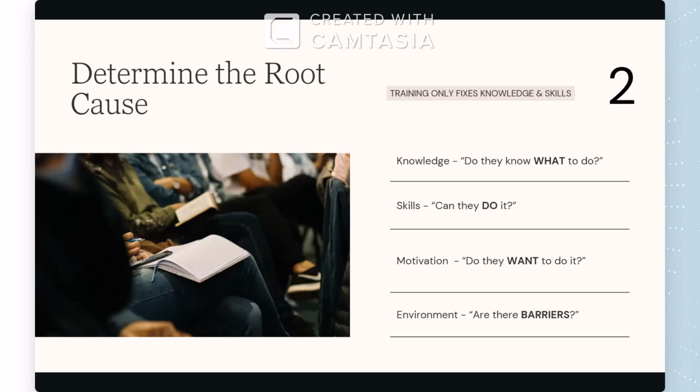Training only fixes knowledge and skills gaps. If your sales team knows how to close deals but lacks access to the right CRM tools, no amount of training will help. Don't waste time training when there's a problem elsewhere.